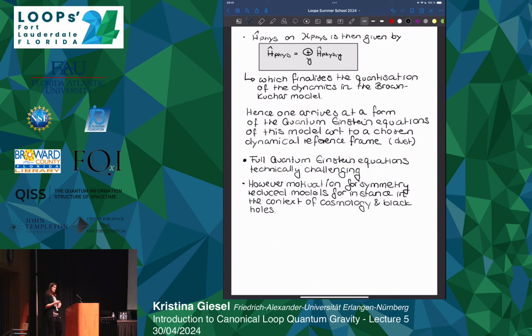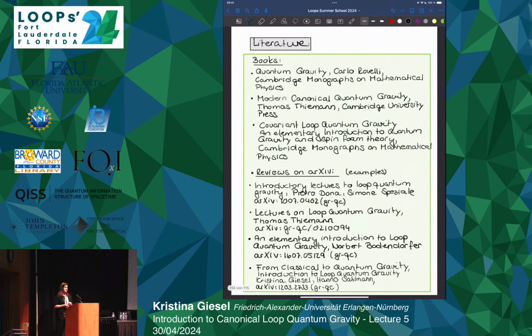And then you can look for solutions and for physical effects in those models. And in the further talks during the school, this will also be covered by different lectures. And this is also the setup in which we can say that we have a singularity resolution, for instance, in loop quantum gravity. And this finishes my talk.